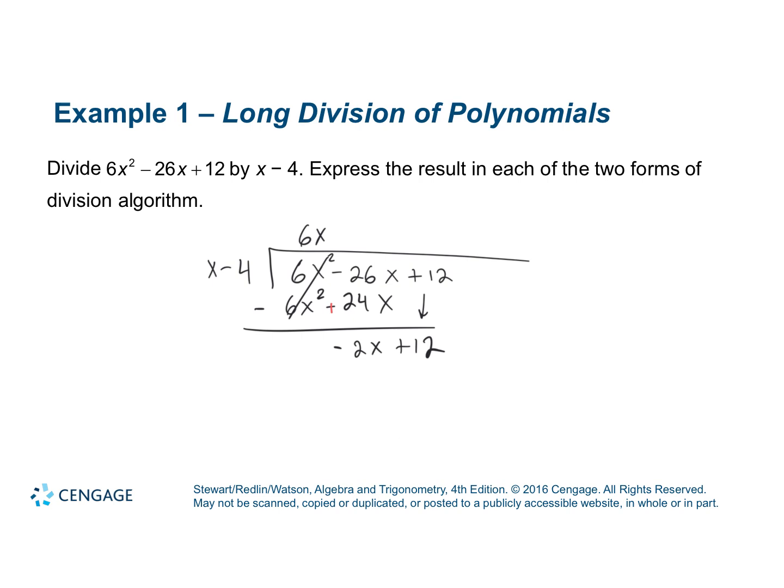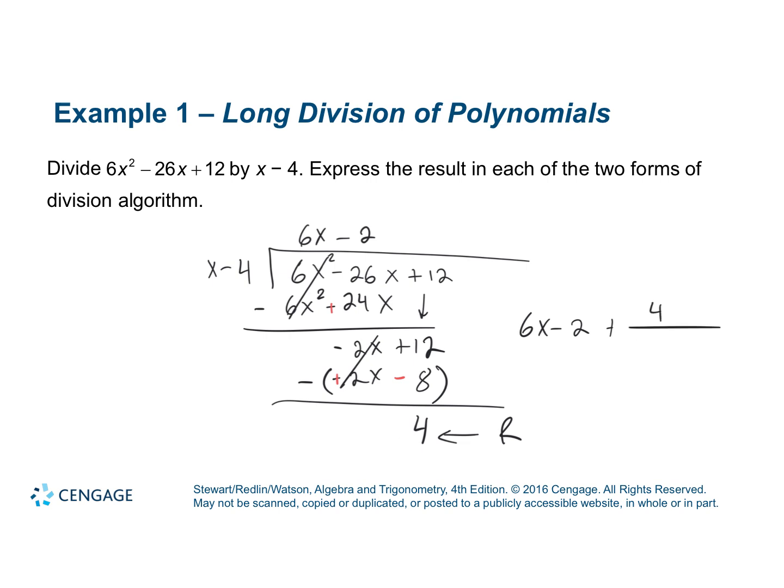Now, what am I missing to be able to get rid of that negative 2x? Well, I'm going to multiply by negative 2. It's going to be negative 4 times negative 2, which is positive 8. And negative 2 times x is going to be negative 2x. Now, remember, when you subtract, you're subtracting the entire thing. So this will become positive, and this will become negative. So this cancels, and we get 4. This is the remainder, or just r. So your solution is going to be 6x minus 2 plus 4 divided by x minus 4. So this is the final solution.